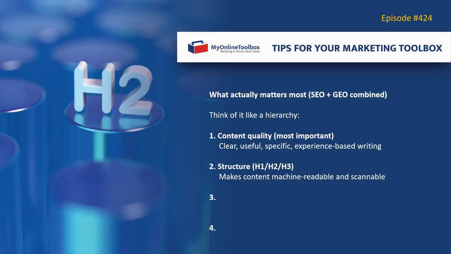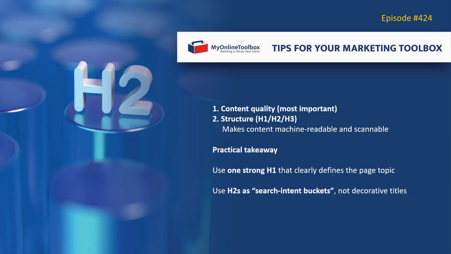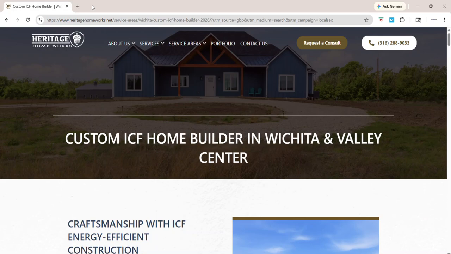But once you know what you're going to say, then you have to focus on the structure of how you say it. And making content machine readable and scannable is the topic that we're trying to introduce here. So what we're going to do is give you a practical takeaway. Use one strong H1 that clearly defines the page topic, and use H2s as kind of like search intent buckets, but not decorative titles. Let's give you an example.